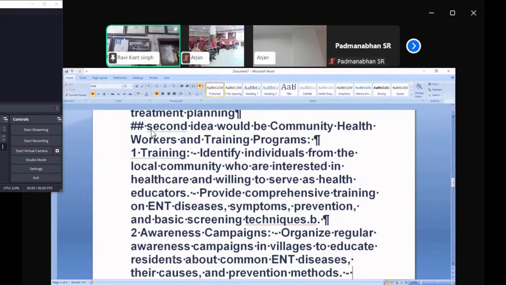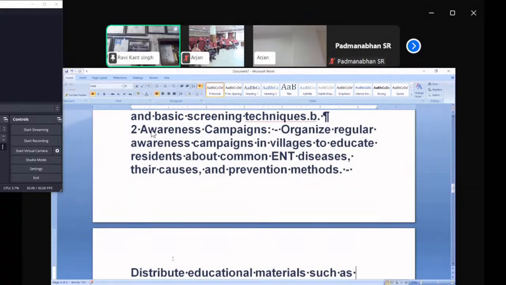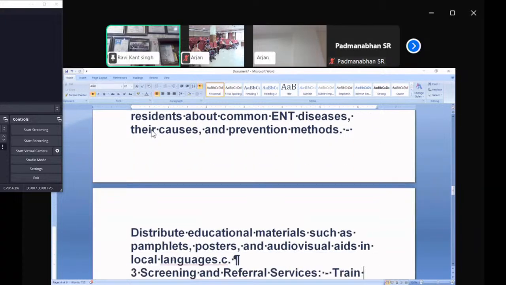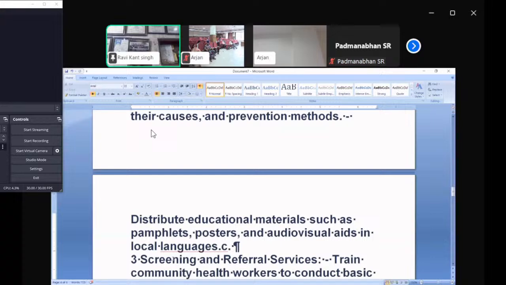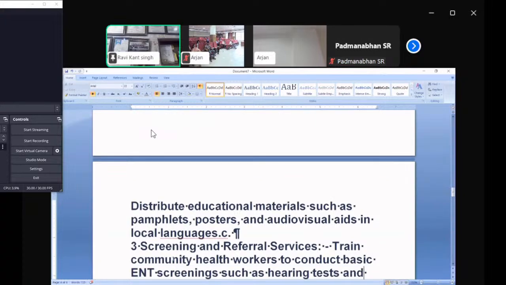We also organize awareness campaigns in villages to educate residents about the common ENT diseases, their cause, prevention and method. We distribute some educational materials with pictorial work because of the literacy level. We have some audio-visual material, like videos in the local language, the Haryanvi language, where I of course come from, and explain about their ENT health and disease.